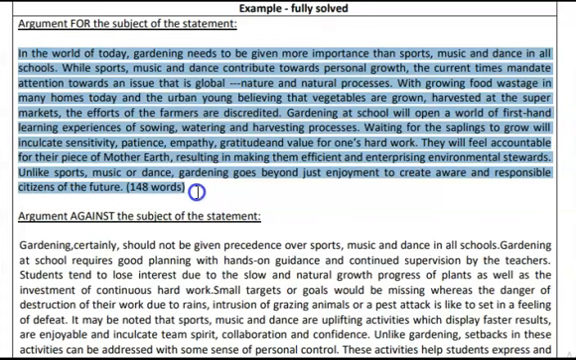Now, let us talk about literature for some time, hardly 15 to 20 minutes. I have written complete answers for the questions provided by CBSE so that you can understand how answers should be written.